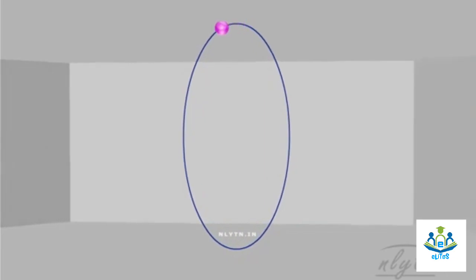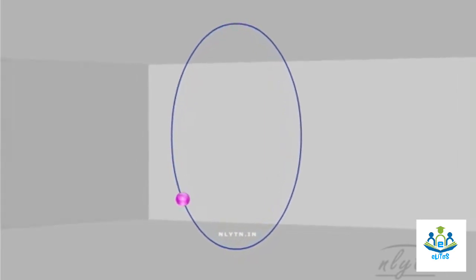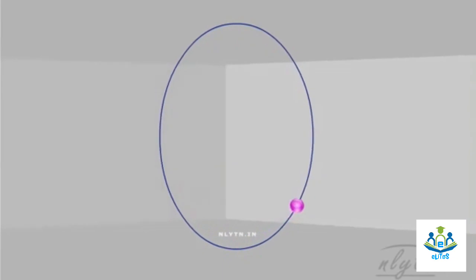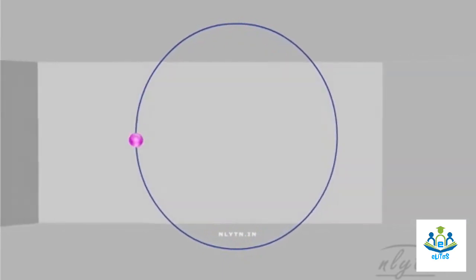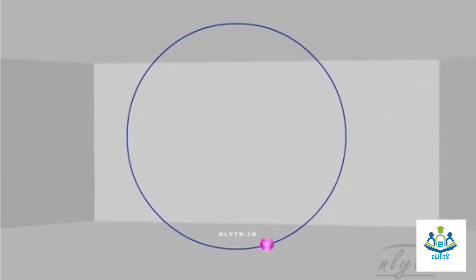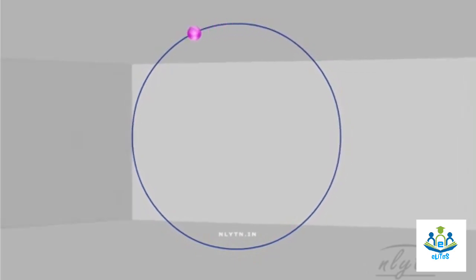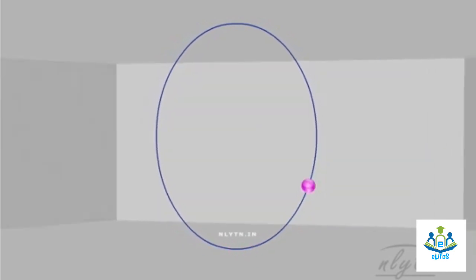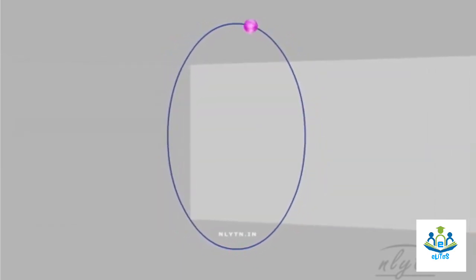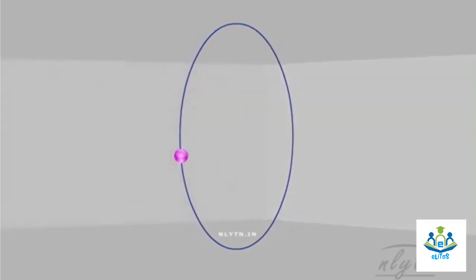Let the radius of the circle be a. As the particle goes round this circle, the projection of the particle moves. Now let's check the projection of the particle on the screen on the right side. The particle's projection, or shadow, will execute simple harmonic motion. So we can say that simple harmonic motion is the shadow or projection of uniform circular motion.